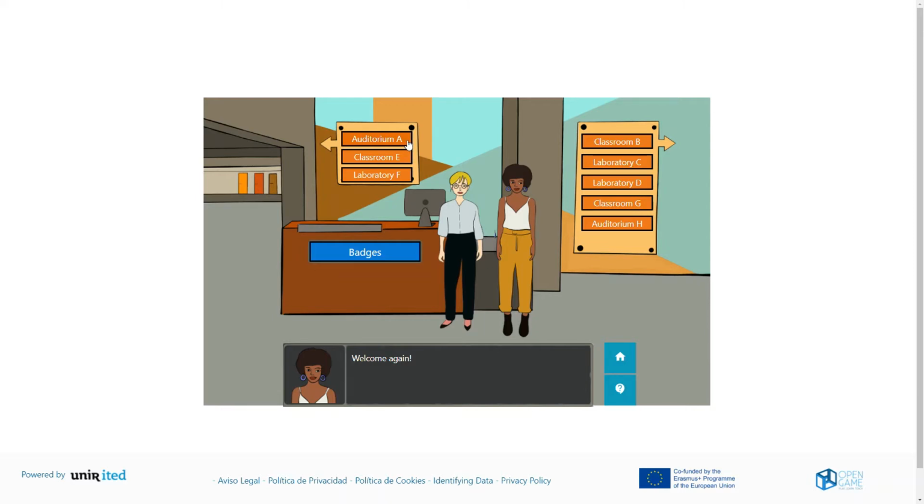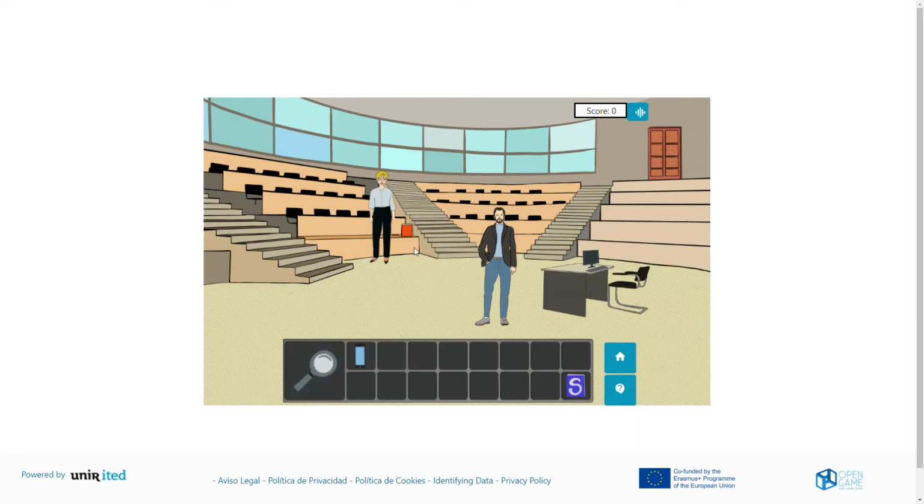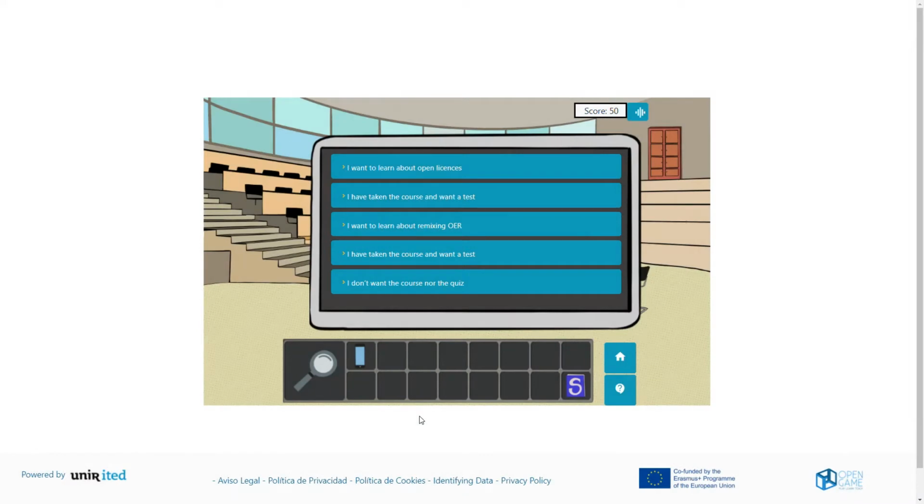We can go into any room, for example, Auditorium A. As you know, you can find the learning content by clicking on highlighted objects. When you have read and understood the text, click on Return, and a dialog box will appear with the option of taking a test.